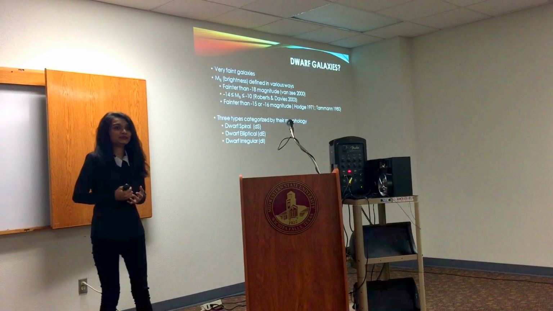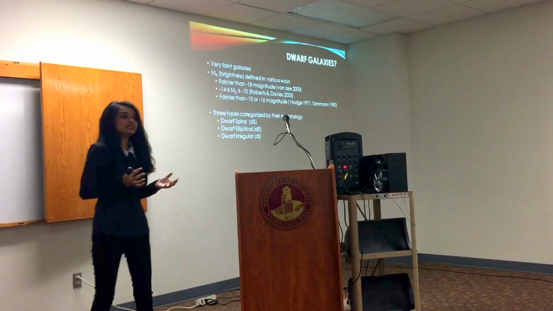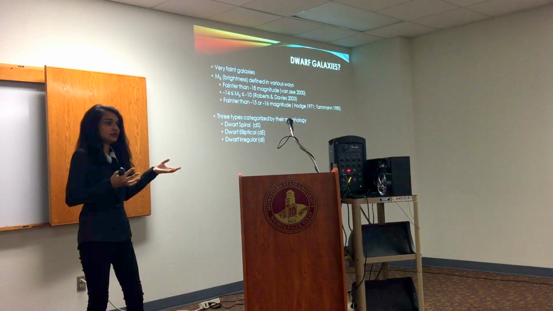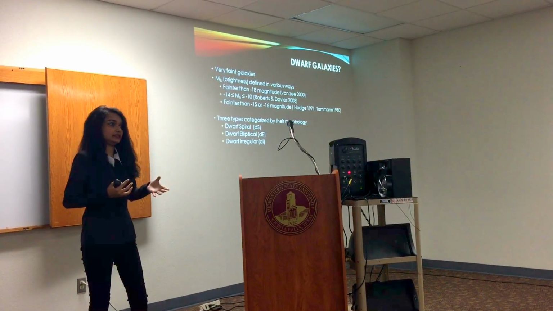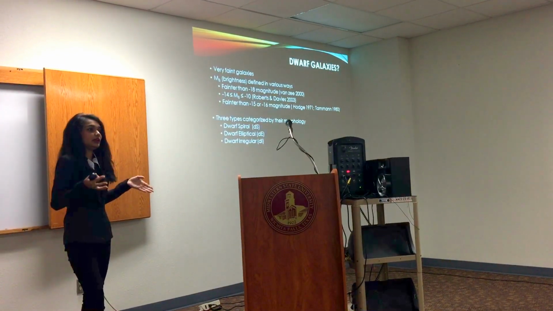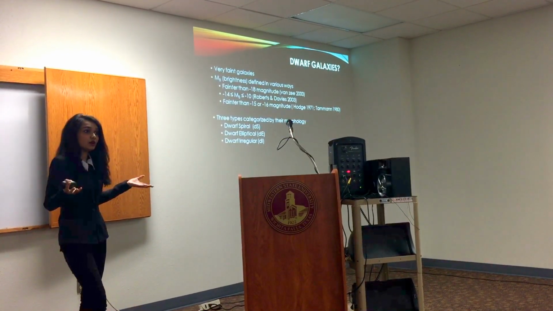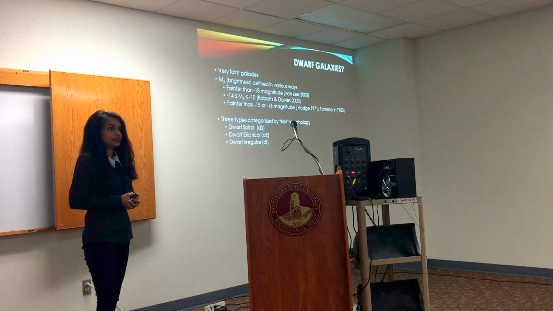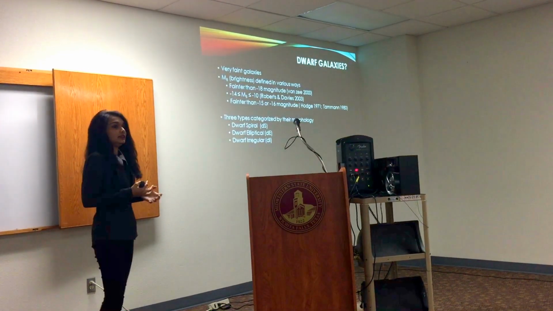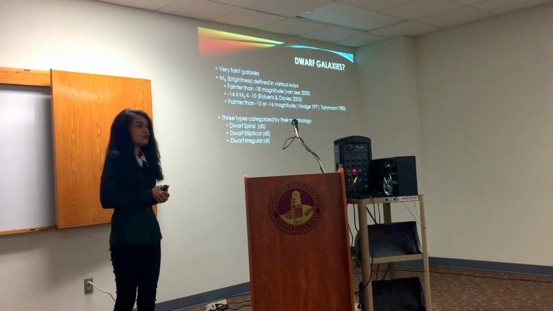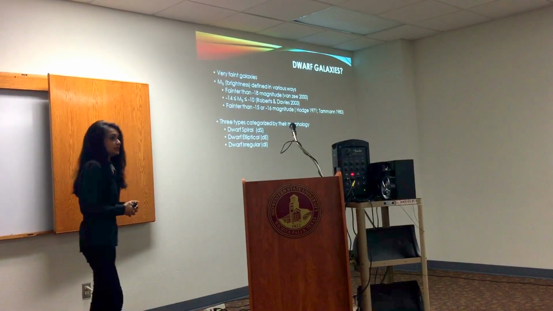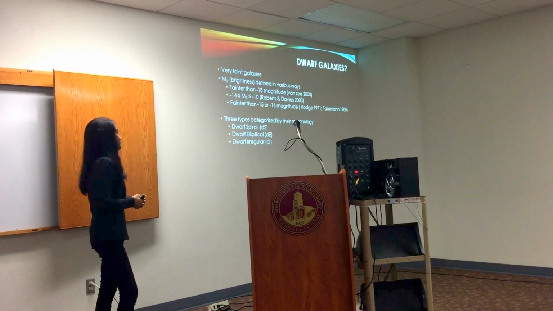So what are these dwarf galaxies? Dwarf galaxies are very faint and they're smaller compared to other bigger galaxies. If you compare it to the Milky Way, which is about 100,000 light years, a dwarf galaxy is about less than 45,000 light years. So it's pretty small compared to a bigger galaxy.